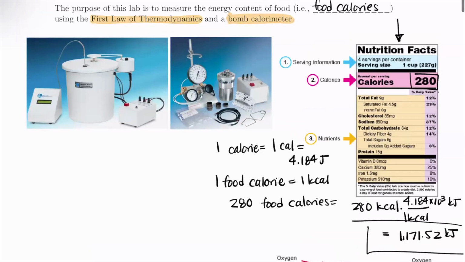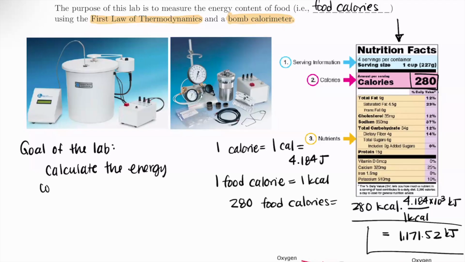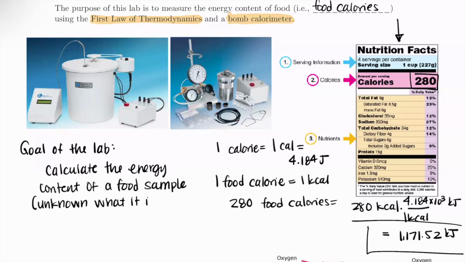And then the goal of the lab is the following. Calculate the energy content of a food sample. Your food sample will be initially unknown. Then, given a list of 4 options of what it could be, we want to figure out what type of food we think it was.